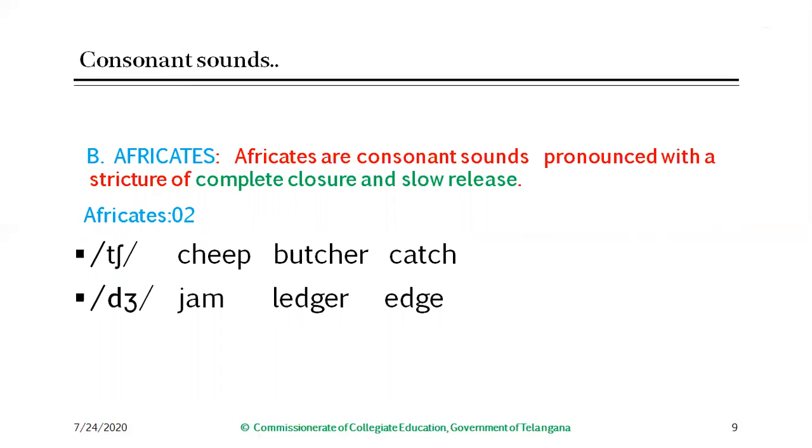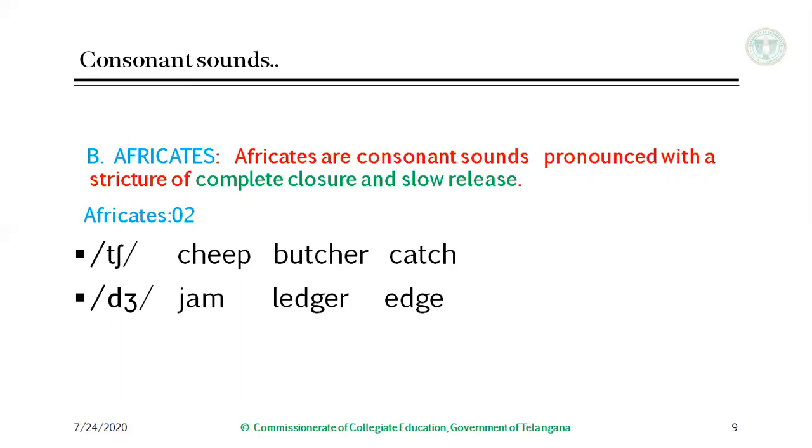And the next one is affricates. Affricates are consonant sounds produced with a stricture of complete closure and slow release. While articulating plosives, we release air suddenly. But affricates are produced with a stricture of complete closure and slow release. Not sudden release, slow release.